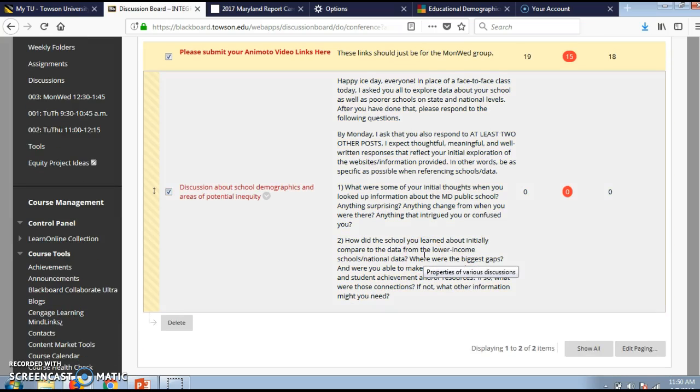And then how did the school you learned about initially, the Maryland school, compare to the data from the lower income schools or the national data? What were some of the biggest gaps? Were you able to make any connections between socioeconomic status and student achievement? And if so, what were those? And if not, what other information might you need? And maybe there are some other things that you think would be important discussion starters, and by all means, I would encourage you to include those.